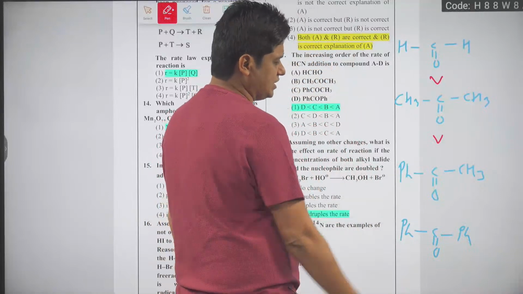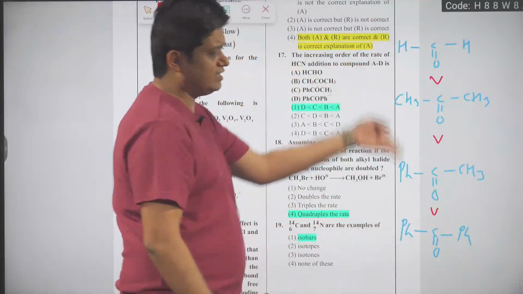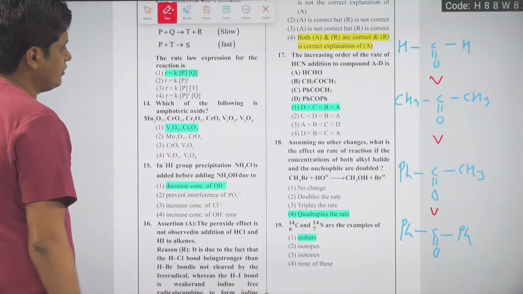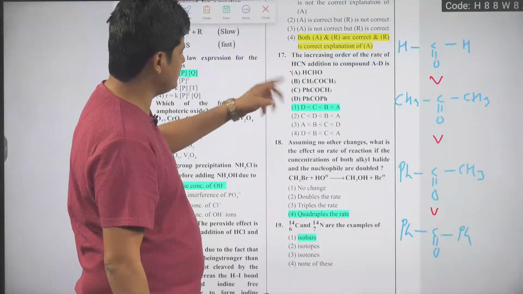In this case, only one side present. So this is more reactive than the last one. So this is a decreasing order of reactivity here. So here you can simply answer A is most reactive, then B, C, and then D is least reactive.